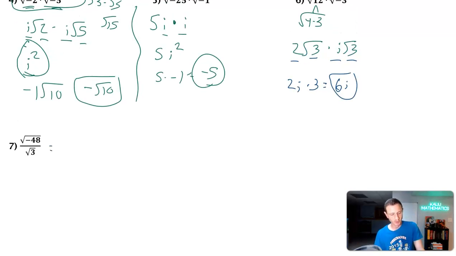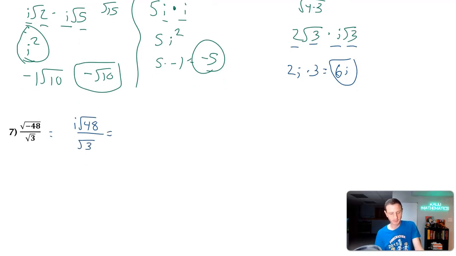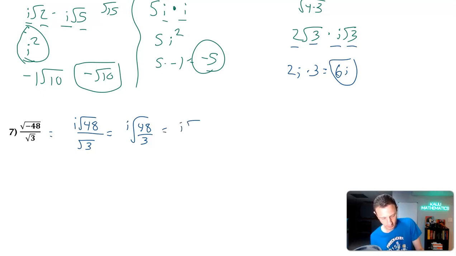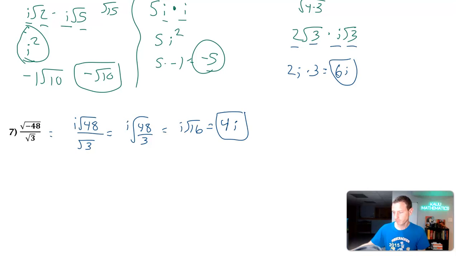Let's take a look at this division one. I just take out the negative, so that's i square root of 48 over square root of 3. We have square roots for both top and bottom, so let's put this all over one radical. So 48 divided by 3, which is 16. Then I have i square root of 16. The square root of 16 is 4. So we get 4i. Very good.